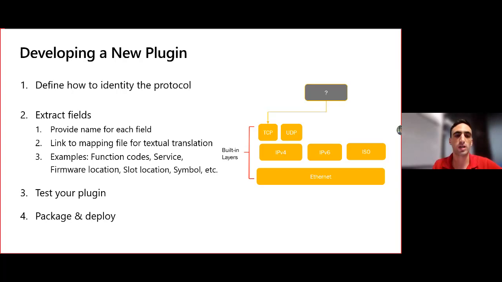After that, we can start extracting the different fields. You provide a name for each field, link to mapping files for textual translation in the sensor. Examples for these kinds of fields could be function codes or firmware location, model. If we look at PLCs, then the PLC run state is a great example for an attribute we can extract from the packets. Once this has been coded, you can test your plugin straight in the ODE, and then package and deploy it to your sensor. And as I said before, all this without needing any sensor downtime.